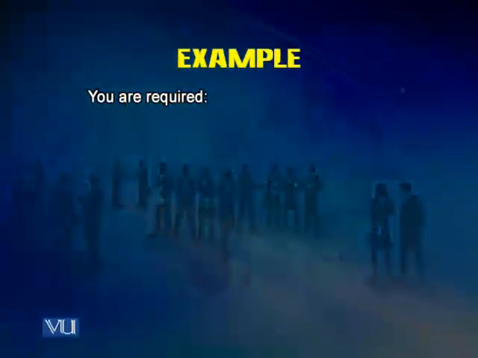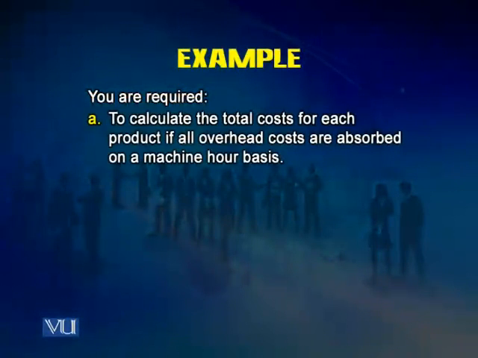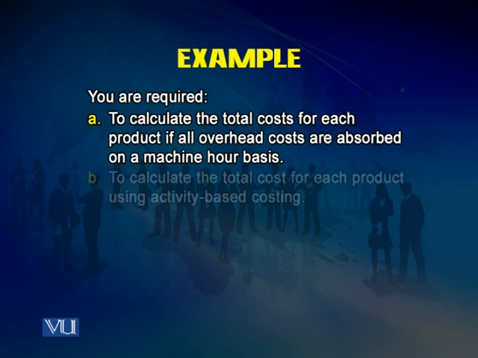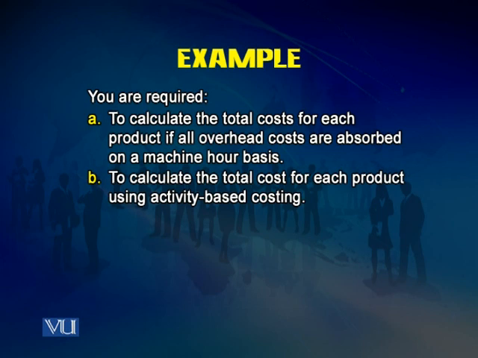This is the scenario that has been given in the question, and now let's look at the requirements of the question. You are required to calculate the total costs for each product if all overhead costs are absorbed on a machine hour basis. This is the traditional system. Machine hours has been used as the basis to absorb overheads. And B, to calculate the total cost for each product using activity-based costing.